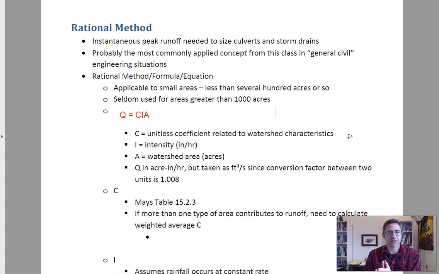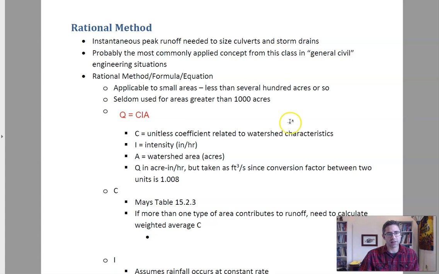When we multiply these all together, unitless coefficient times inches per hour times acres, we get acre-inches per hour. But in fact, the conversion between acre-inches per hour and cubic feet per second is just multiplying by 1.008. And since it's so close to 1, we actually just say when you use these units, inches per hour and acres, you get cubic feet per second. And this is going to be the peak runoff. And we'll talk about why in a second. But it's not runoff versus time. It's just what is the peak runoff from that area for that storm.